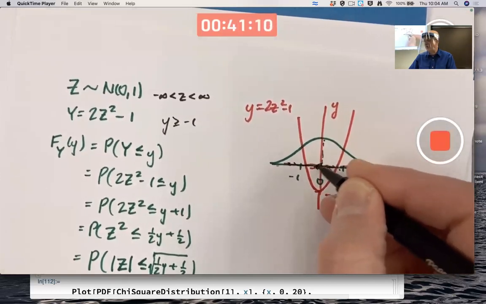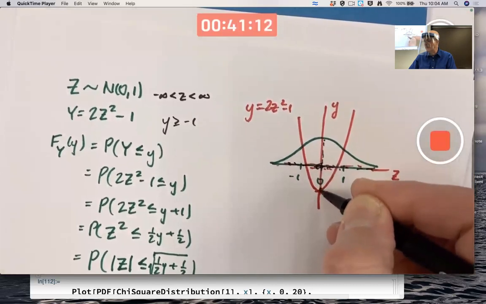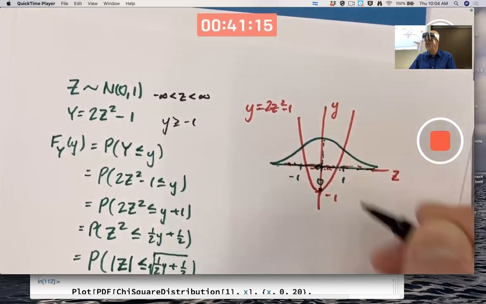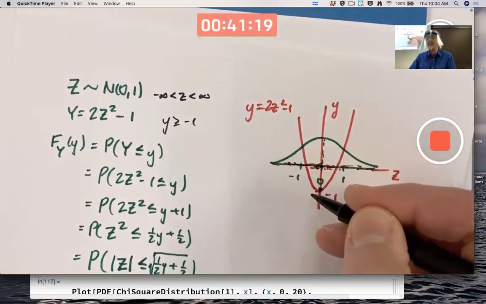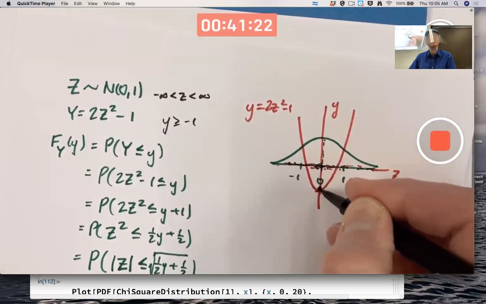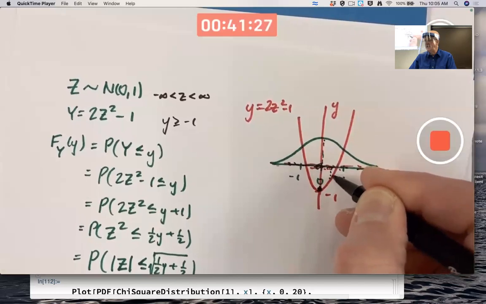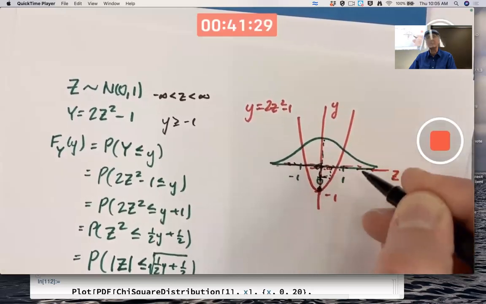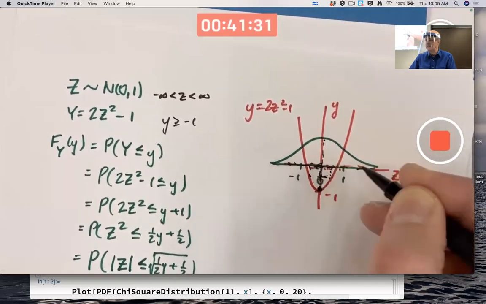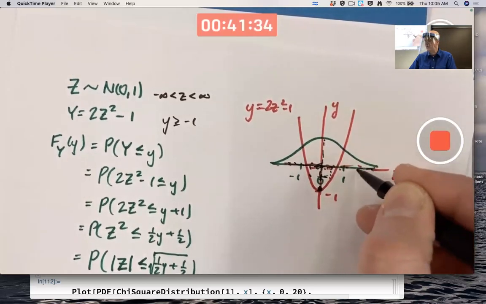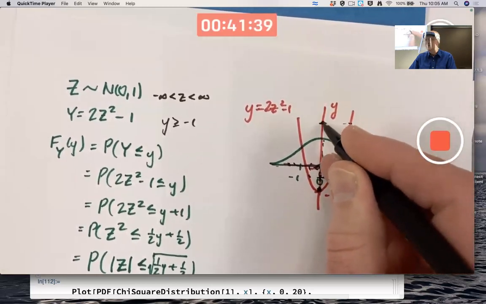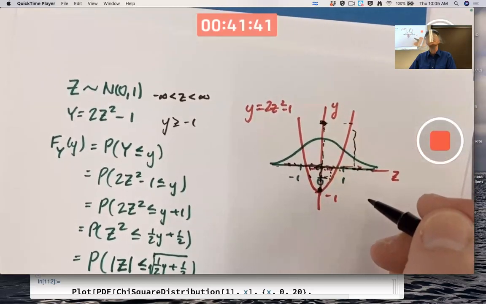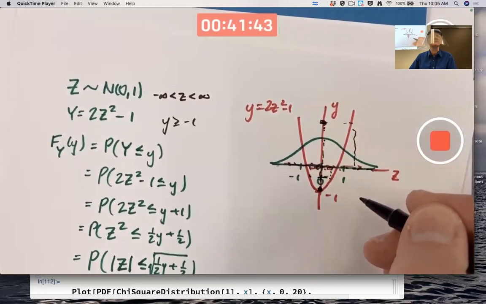Points close to 0 for z will get mapped close to -1. Plug into the red function, that function, you'll get close to -1. That's why there's so many values close to -1. Points a little further away will get mapped to points a little further away from -1 if you're further away from 0 on the z-axis. Points really far away over here could get mapped to positive values of y. But that's going to happen less often.